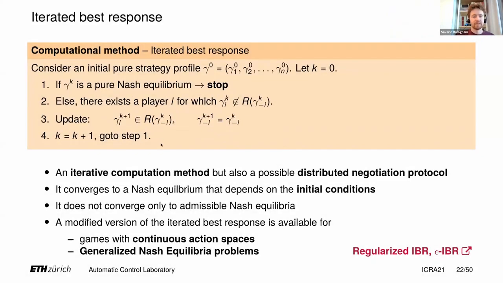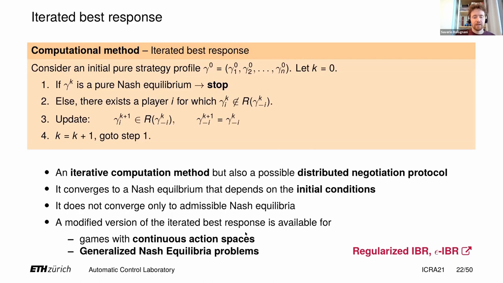The main complication of this method to solve this game is that it converges to a Nash equilibrium that depends on the initial conditions. Depending on where you start, you converge to a different Nash equilibrium. And not only to an admissible Nash equilibrium, you could converge to any Nash equilibrium. This is the simplest version.